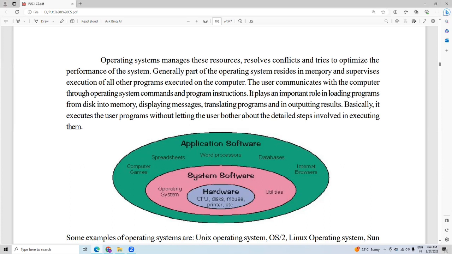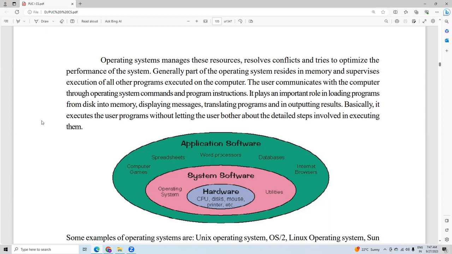Now you are all learning computer science in your course. Similarly, in the institutes also, students will be learning the computer. That means what? They're all learning the various commands to give orders to the computer to achieve different results, right? So it plays a very important role in loading the program from disk into memory, displaying messages, translating programs, and outputting results. All of it will be done by the computer OS only.